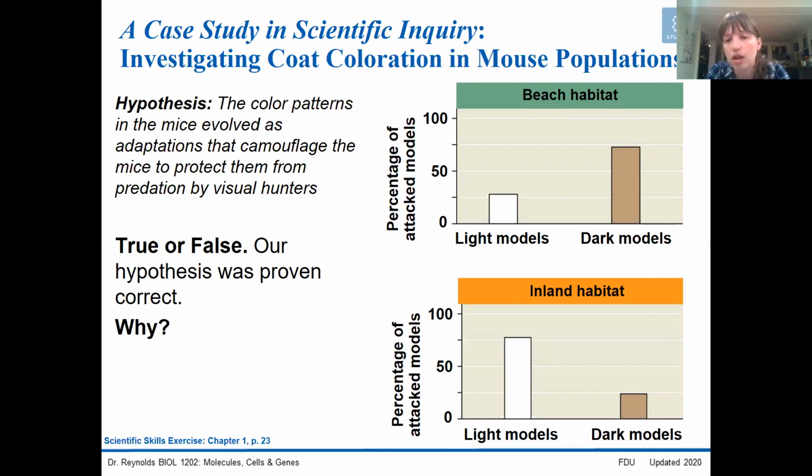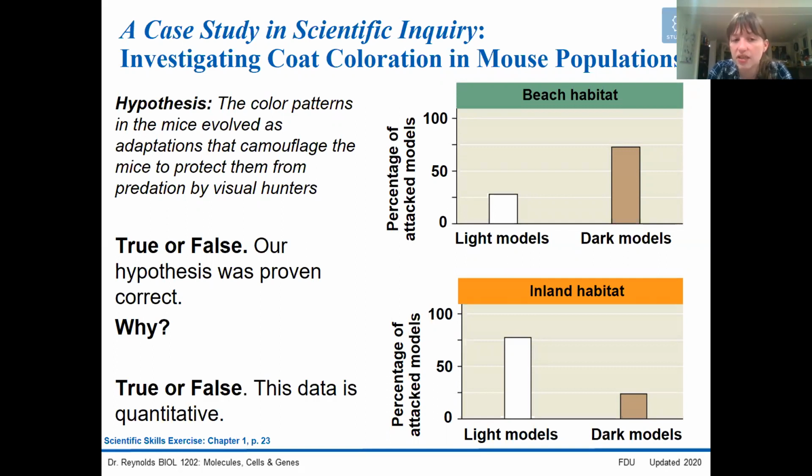This answer will always be false. The reason being because you can never account for every single variable. So we would only ever say that this hypothesis is supported or unsupported.